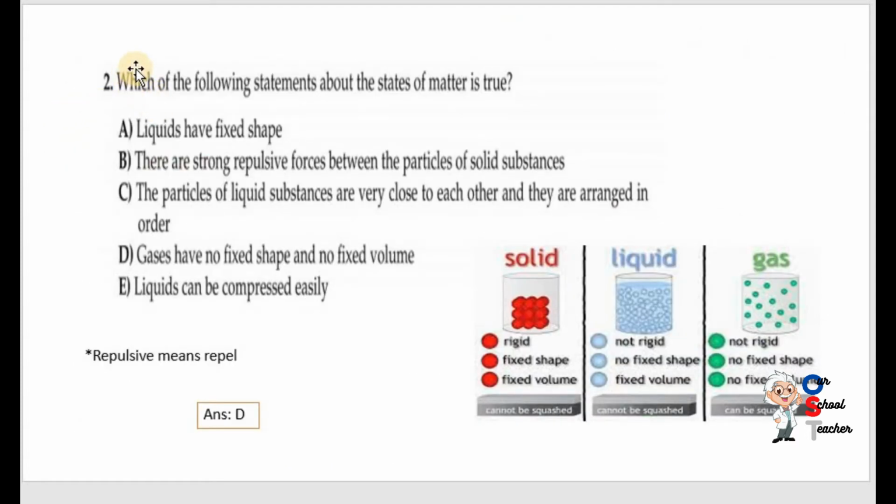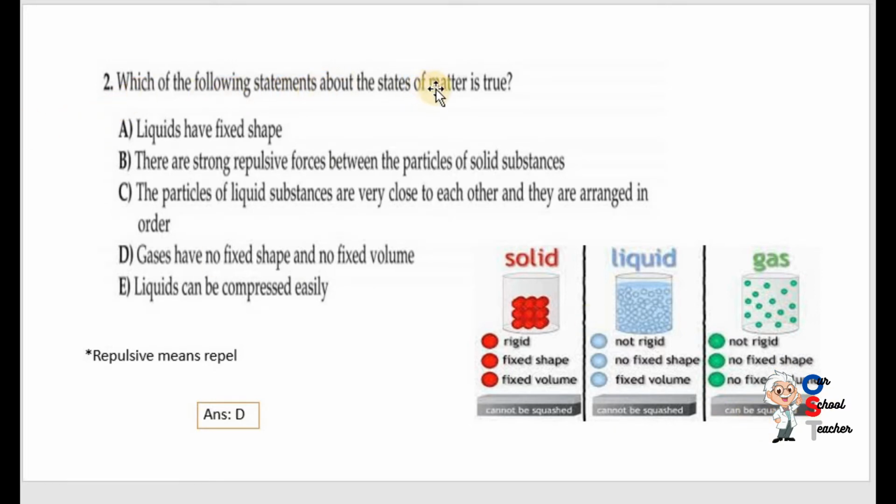That would be easy for you. Which of the following statements about the states of matter is true? You can see there are 3 states of matter: solid, liquid, gas. Solids have a definite shape, definite volume, and cannot be compressed. Liquids have no fixed shape, but a fixed volume, and their molecules have spaces between them, and they can hardly be compressed, whereas gases can be compressed. As far as gases are concerned, they have no fixed shape, no fixed volume, and can be compressed. So now read the question.